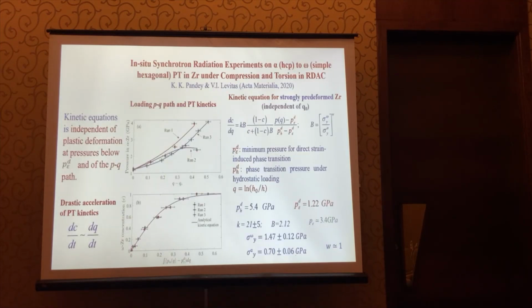the first experimental confirmation. This is for the alpha to omega phase transition in zirconium, for strongly predeformed zirconium. What does it mean? That we produce rolling until hardness saturates and does not change further with rolling, and this is very important. So we have only one term because we don't have reverse phase transition, and this is our kinetic equation. It's here as a line.